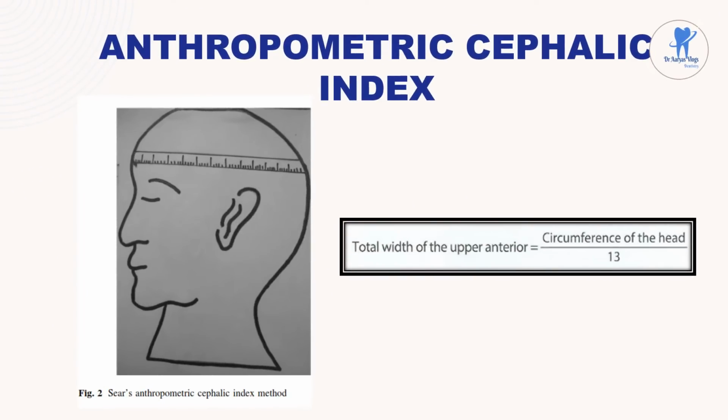What is the anthropometric cephalic index? The transverse circumference of the head is measured using a measuring tape at the level of the forehead, and the width of the upper central incisor can be derived from this measurement. Sears in 1941 gave this formula, the anthropometric cephalic index: the total width of the upper anteriors is equal to the circumference of the head divided by 30.